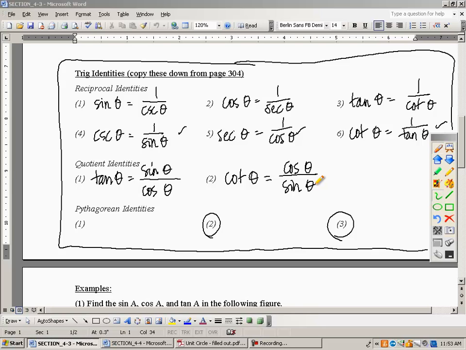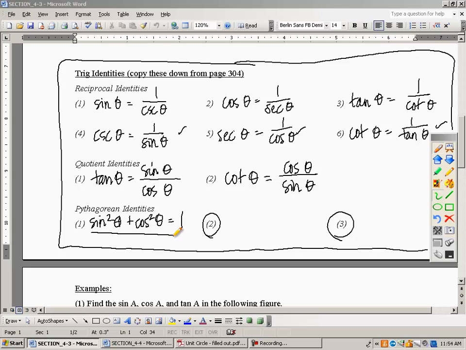The last 3 are called Pythagorean identities because they deal with the Pythagorean theorem. The first one we're going to use heavily. Sine squared of an angle plus cosine squared of an angle is 1. This one, you've got to know, or you're not going to survive this chapter. So if you're looking for ideas to memorize these or figure these out, I wholeheartedly suggest flashcards.